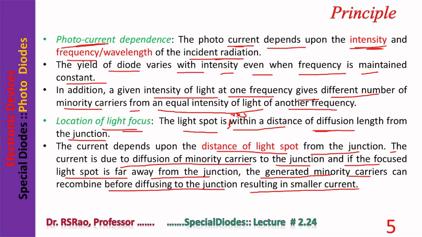Generation of light by LED, acceptance of light by photodiode. These two happen in both the diodes. The activity happens at or near the junction region. In case of photodiodes, the light must fall within a distance of diffusion length from the junction for its effective performance.